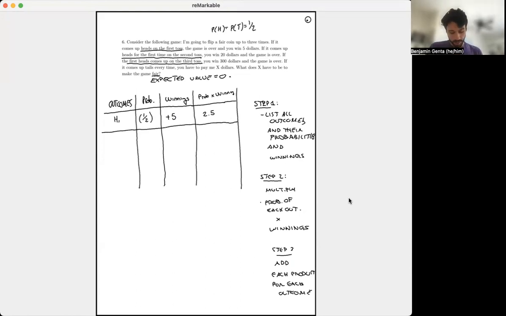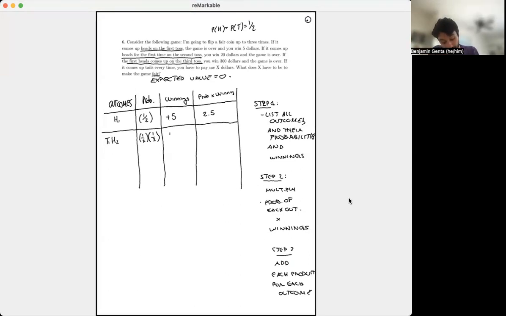Good. So the second outcome is that it comes up heads for the first time on the second toss. So what does that mean? It means it couldn't be heads on the first toss. So in the first toss, it's tails, and then it's heads on the second toss. And what's the probability here? Well, it's 1/2 for the probability that it lands tails, because the coin is fair, and 1/2 again, because it's independent. It's a fair coin, and you're tossing it twice.